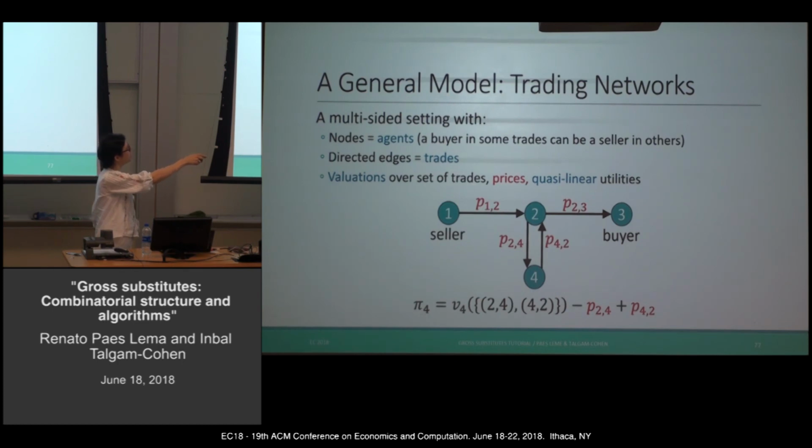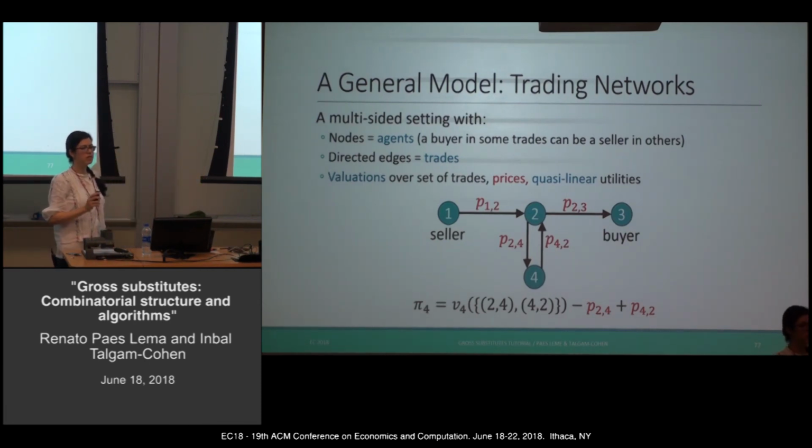The valuation function is now over sets of trades. And you have the prices for every trade. Prices are on the edges. And you have quasi-linear utilities. So for example, this player here, his utility is going to be his value for the 2 trades that he's involved in, minus what he has to pay for what he buys, plus what he is getting paid for what he sells. So this is the model.